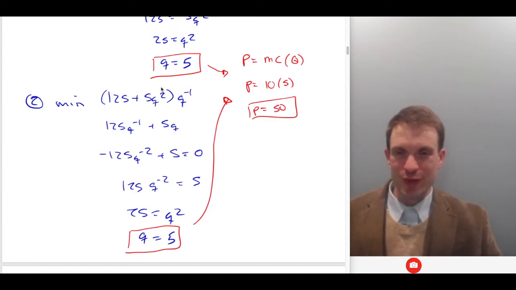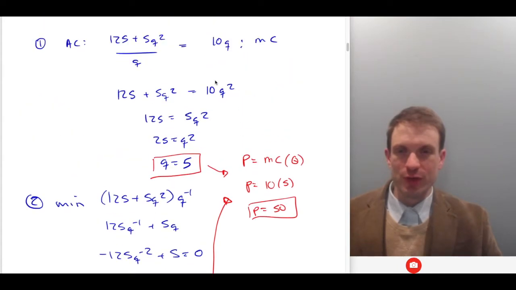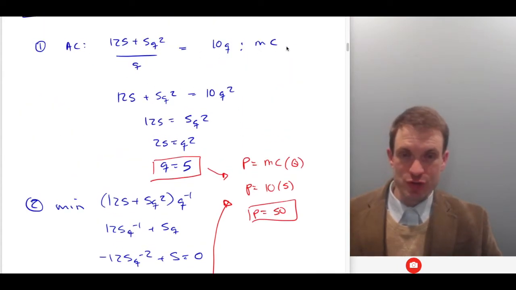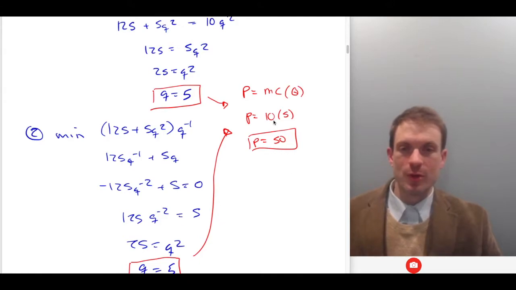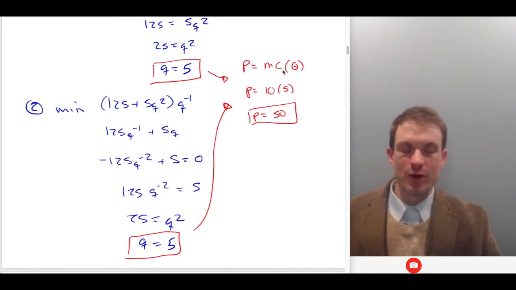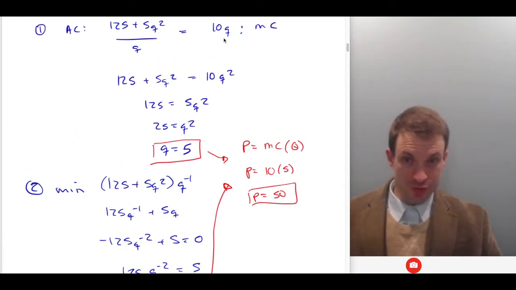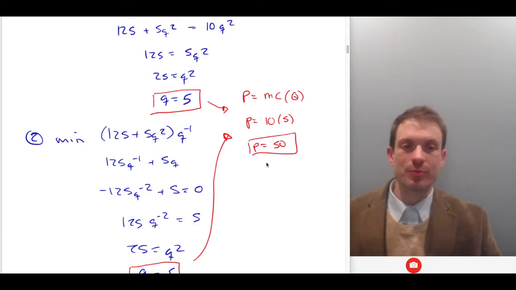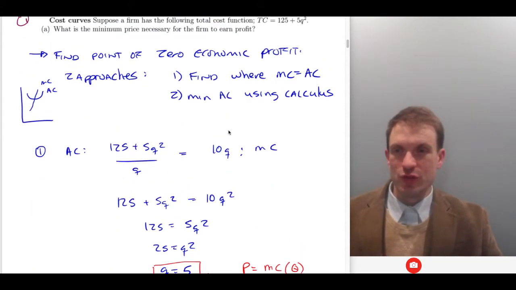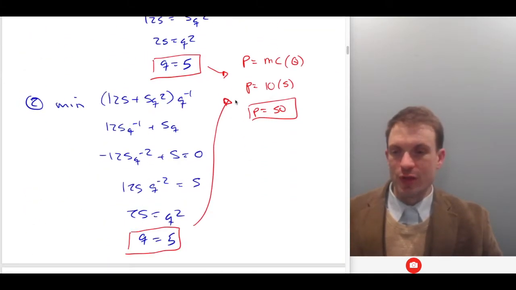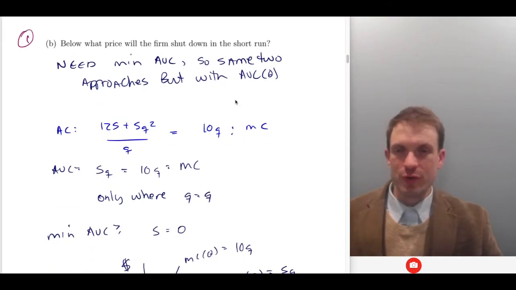Matter of fact, both ways have to come out the same. Once you've got that quantity, we go back in and we'll exploit the fact that here average cost equals marginal cost equals the price, especially for a competitive market. So price is equal to marginal cost, which is a function of quantity. So marginal cost was 10q. So 10 times 5 gives us a price of 50. So that is going to be our answer to the question, what is the minimum price necessary for the firm to earn profit? All right, the other question we had is below what price will the firm shut down in the short run?